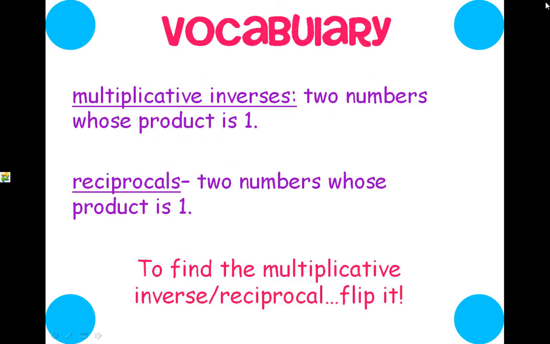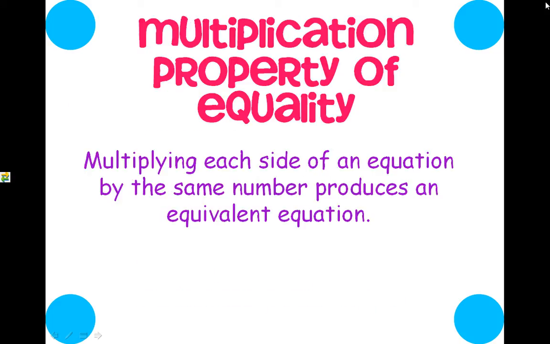You have your multiplicative inverses, which are two numbers whose product is 1, and reciprocals are two numbers whose product is 1. So these are the same thing, multiplicative inverses and reciprocals. This means that if you have two numbers and you multiply them together, it'll equal 1. To find the multiplicative inverse or the reciprocal of a number, you're going to flip it.